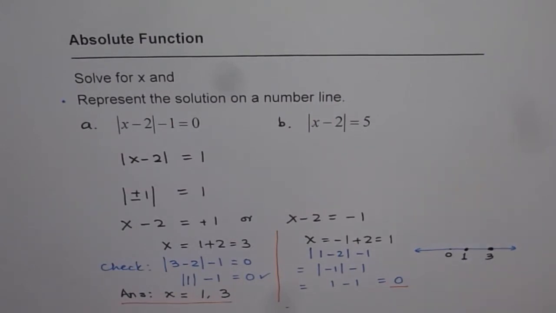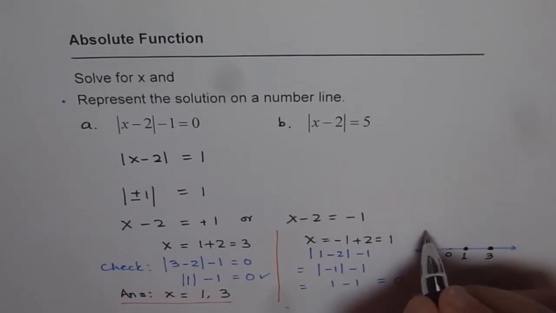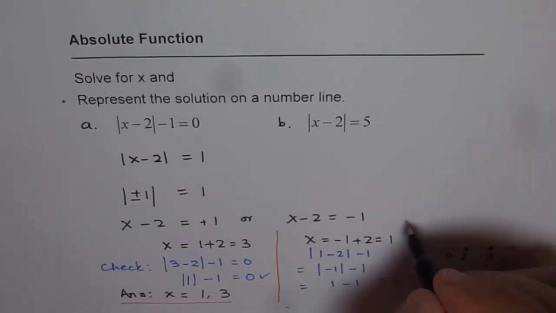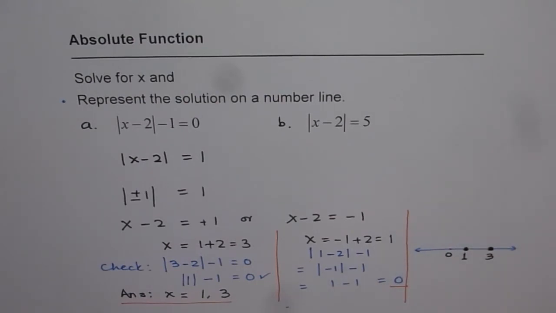So these are the two solutions for the given equation. That is how we can represent our solution on a number line. So let me just make some room here and write down the solution on the number line.